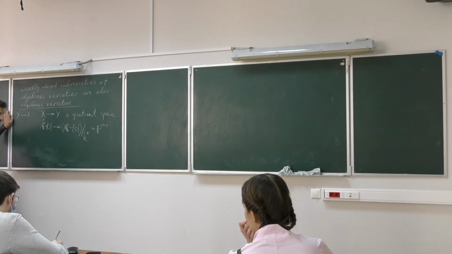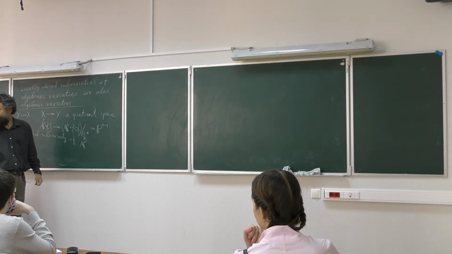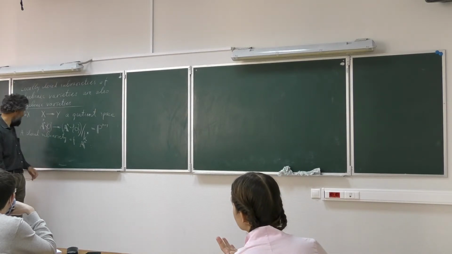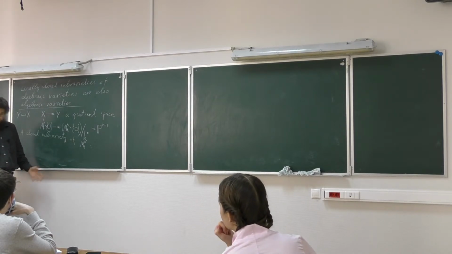And then just a bit of terminology. So a closed subvariety of the affine space is called what? Everybody knows. No, just a closed subvariety of A^n is called what? An affine variety, right?